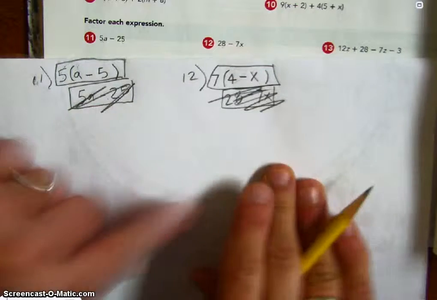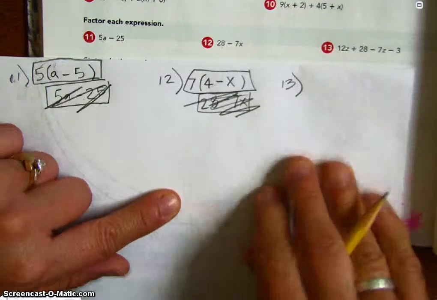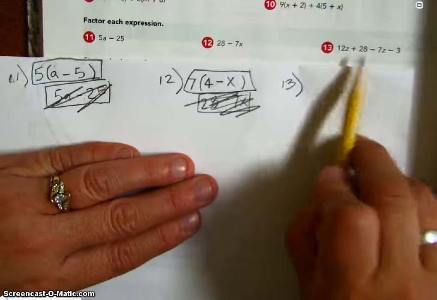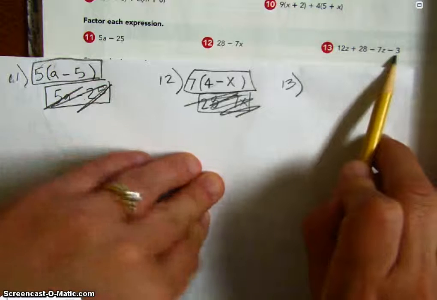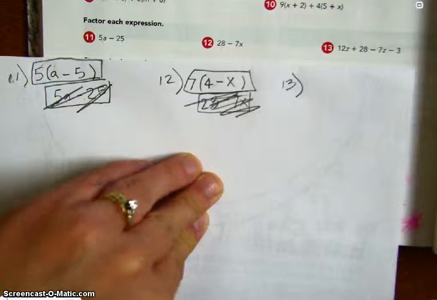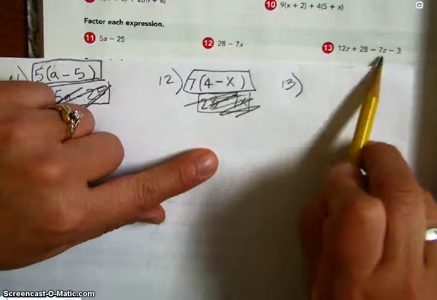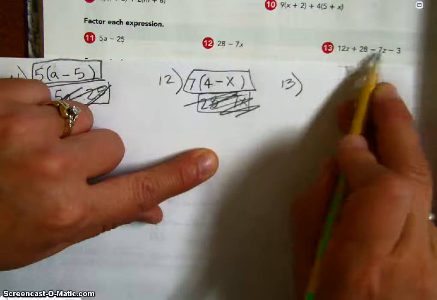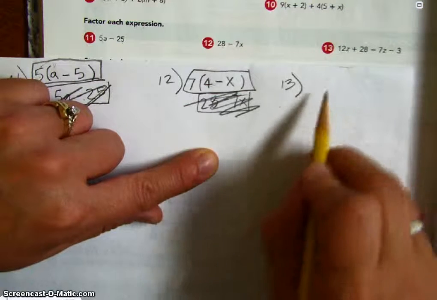So number 13, same thing. This has more things that I need to find a common factor for. So what would be a common factor for 12, 28, 7, and 3? Our common factor for those requires me to combine my like terms first. So before I do that, don't start finding a common factor for all 4 of these. We actually have to combine them and then find a common factor for those.